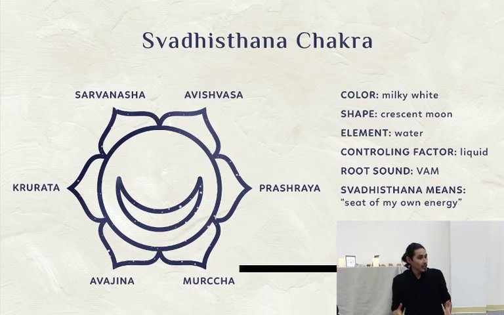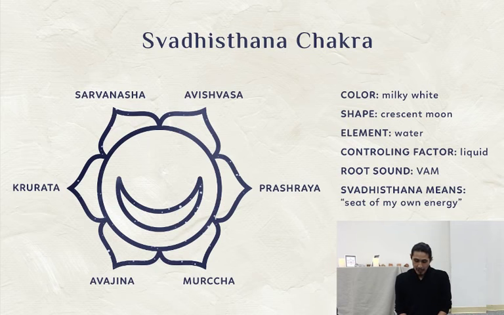In other words, what color is the Svadhisthana Chakra? So the Svadhisthana Chakra is milky white. It is milky white. And what is its shape? It is the shape of a crescent moon.